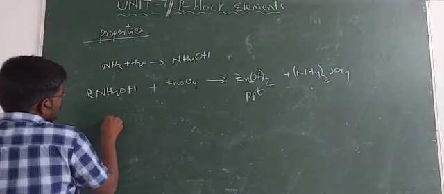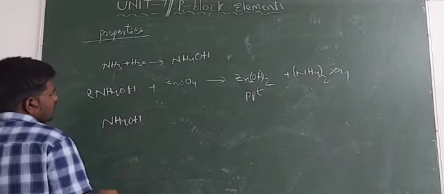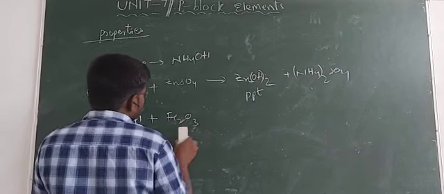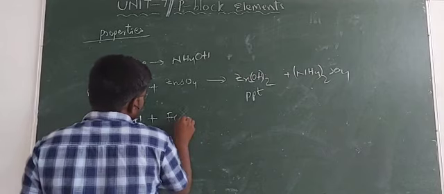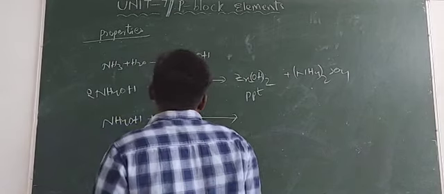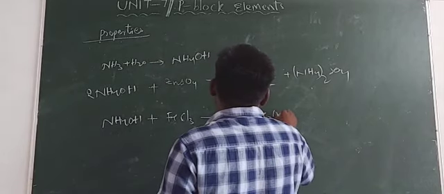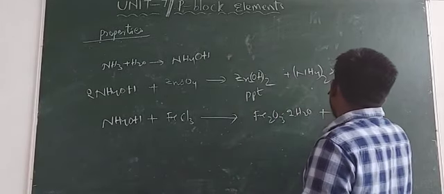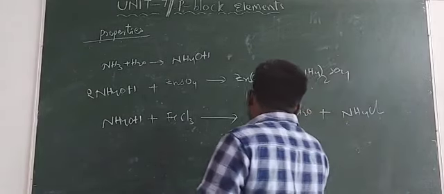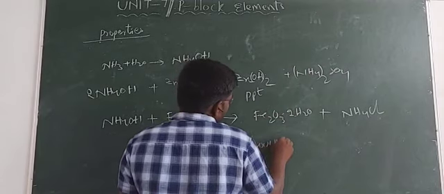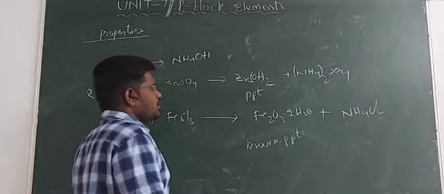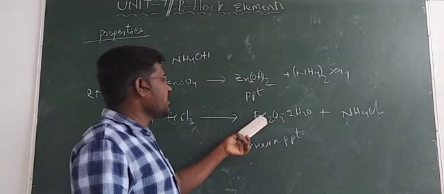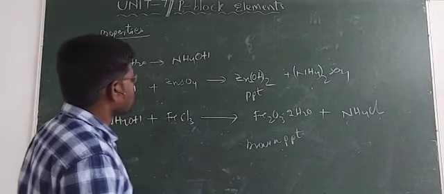And one more example: this weak base ammonium hydroxide, when you treat it with FeCl3, we get Fe2O3·2H2O plus NH4Cl. This is a brown colored precipitate. It is hydrated iron oxide, which is a brown colored precipitate, right?